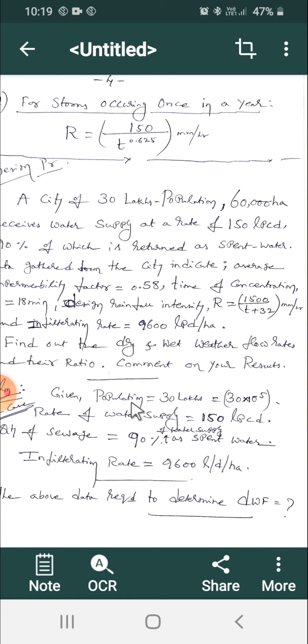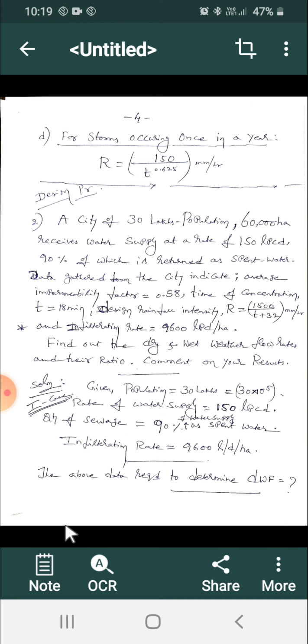Okay, now let us start with all these things. The above data is required to determine DWF. See, very simple. In this first case, we have to determine DWF. For DWF: population into rate of water supply into percentage of sewage. Finish. Only substitute those 3 parameters, that is all you need to write. The others come next, in the second case. Okay, I make it into 3 cases. One is DWF, other is WWF, and finally the ratio. If you do this much, you get 10 to 12 marks from this. You know how easy it is? There is nothing in it.